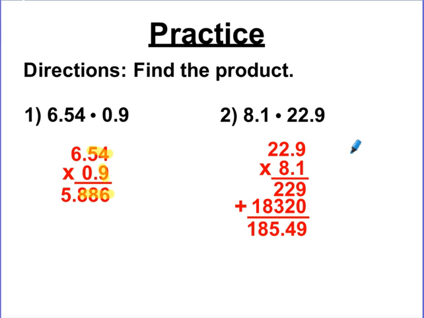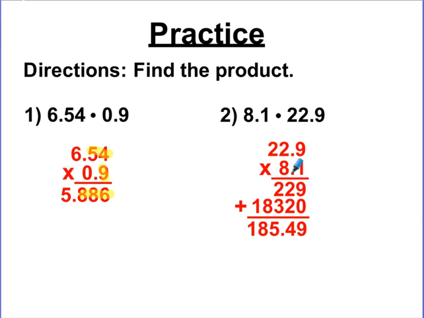There's a property in math called the commutative property that lets you do that, that allowed me to do what I did. But if you wrote the 8 1/10 on top and the 22 9/10 on the bottom, that's completely fine. As long as your multiplication is done correctly, you should have the same answer as me. Your work in the middle may look a little bit different, but you should have the same answer. Okay?